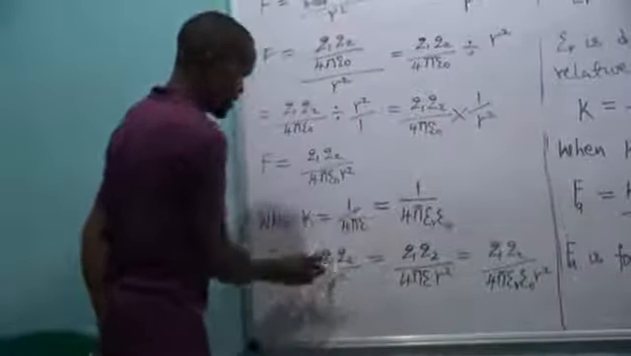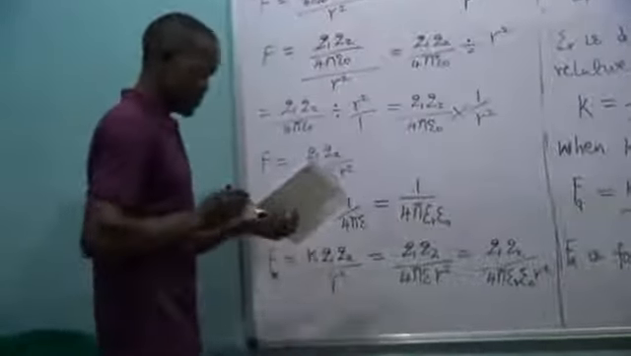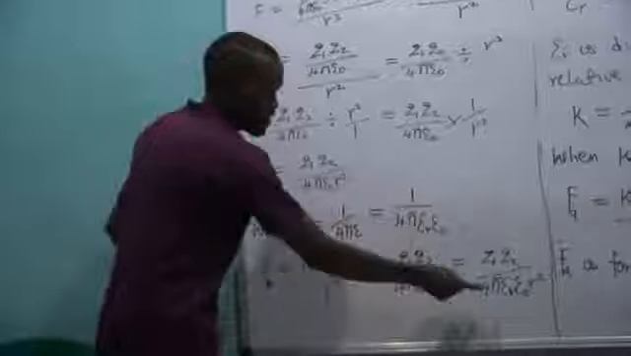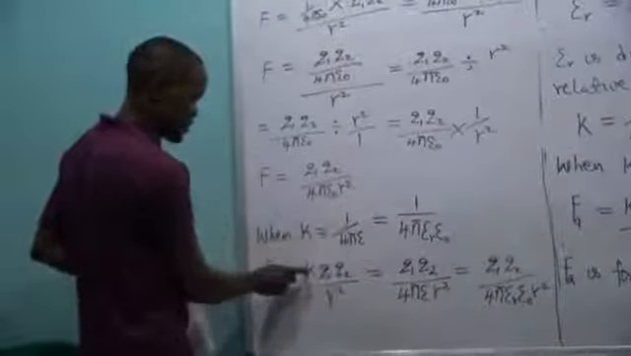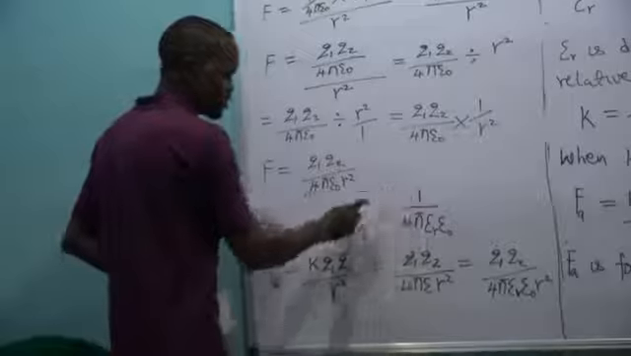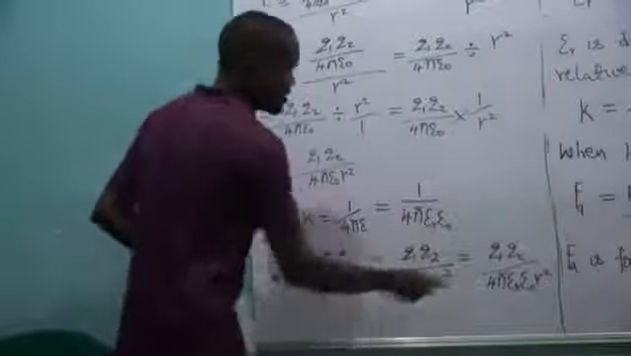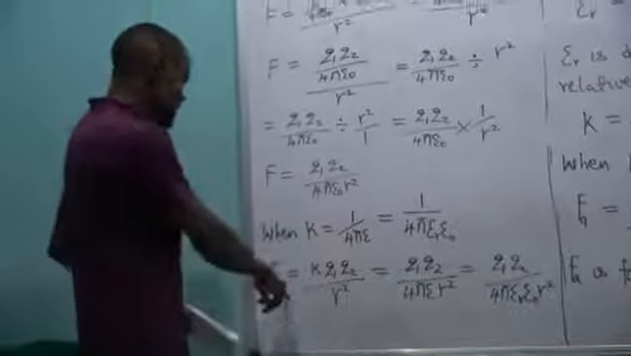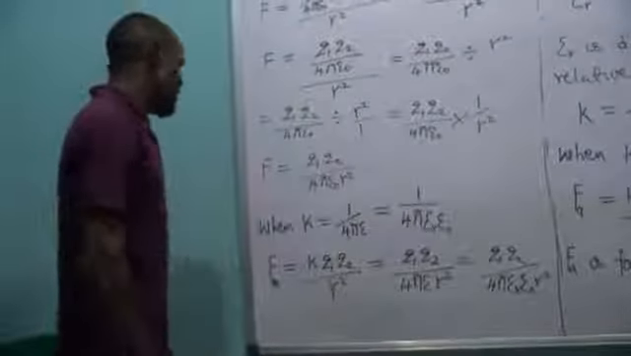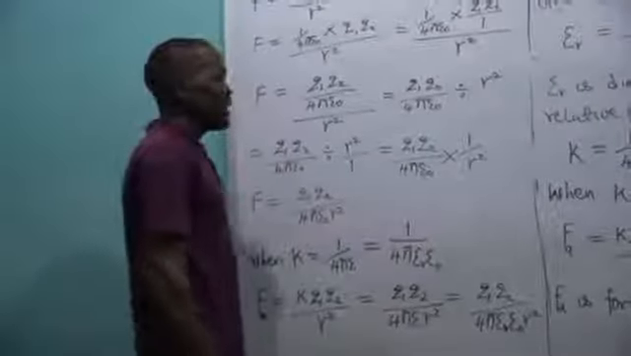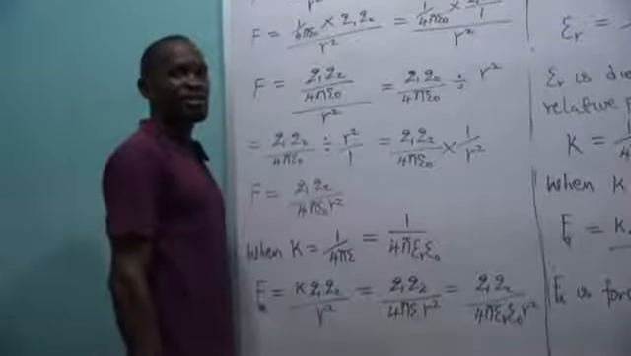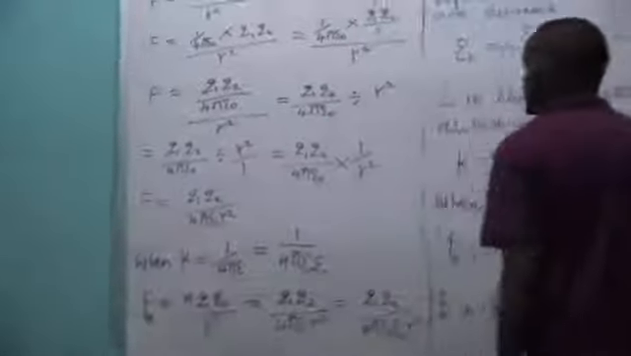When I substitute this, I will have this. Then when I substitute this, I will have this. When I substitute this in this for this one, I will have this. When I substitute this for this one, I will have this. So this is a force inserted on charges in a what? Material medium. This is a force inserted on the charges in a material medium.